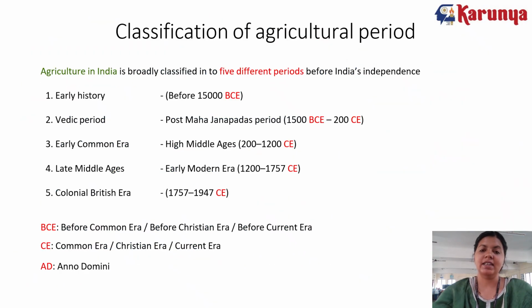Next, let us see the classification of agriculture periods. India's agriculture history has been divided into five different periods: the early history period before 15,000 BC, then the Vedic period, the early Common Era, the late Middle Ages, otherwise known as the early modern era, and the colonial British era. To understand agriculture development clearly, history is divided into various periods like this, and each period had different farming methods, crops, irrigation systems, and techniques which were followed during those periods.